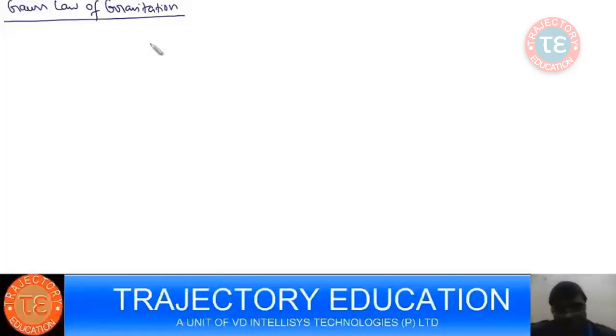Okay, so we are now here to study Gauss law of gravitation. We studied Gauss law of electrostatics, so we have a very analogous law in the case of gravitation also. For that, there is a clear analogy between electrostatics and gravitation.